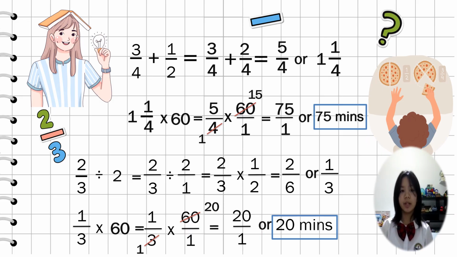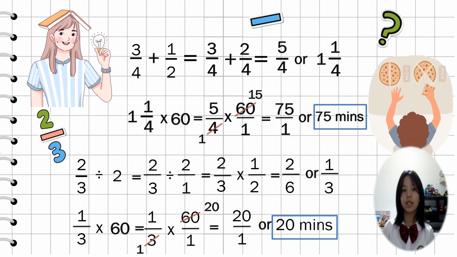Let's answer the problem. If our first drill is 3/4 hour long and we want to increase it by 1/2, we will add 1/2 to 3/4. These two are unlike fractions, so we will make them like fractions by LCD method. The LCD of 4 and 2 is 4.